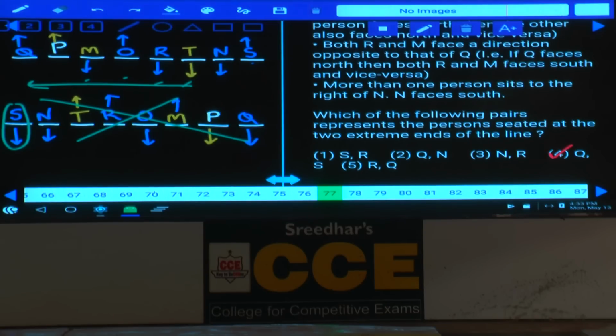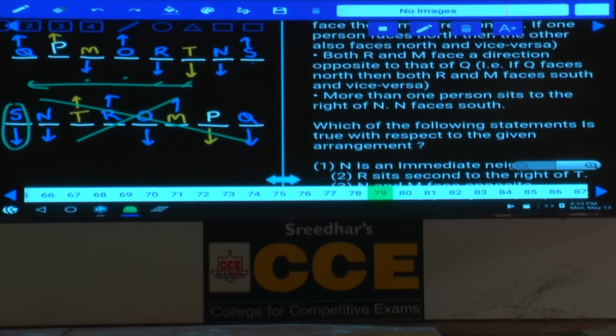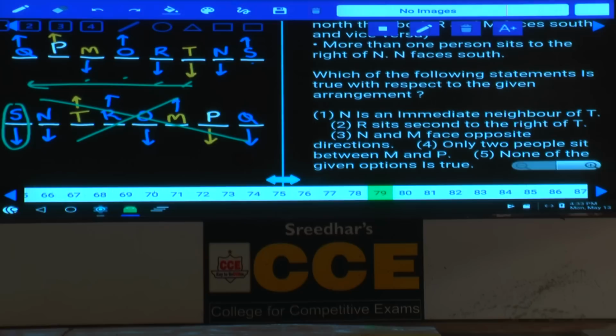Now Q and S, that is choice 4 for 77. Then 78. How many persons are seated between M and O? Is there any person between M and O? There is no person, and that is none, choice 2. And 79, which of the following statements is definitely true with respect to the given arrangement? N is an immediate neighbor of T, that is definitely true, choice 1.